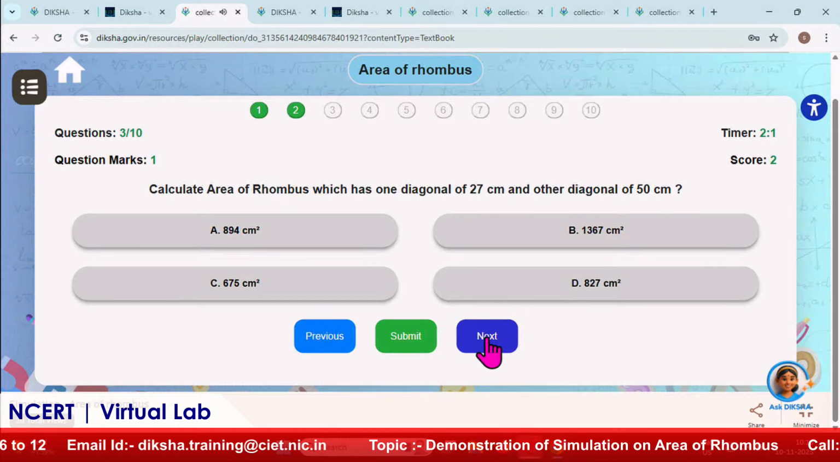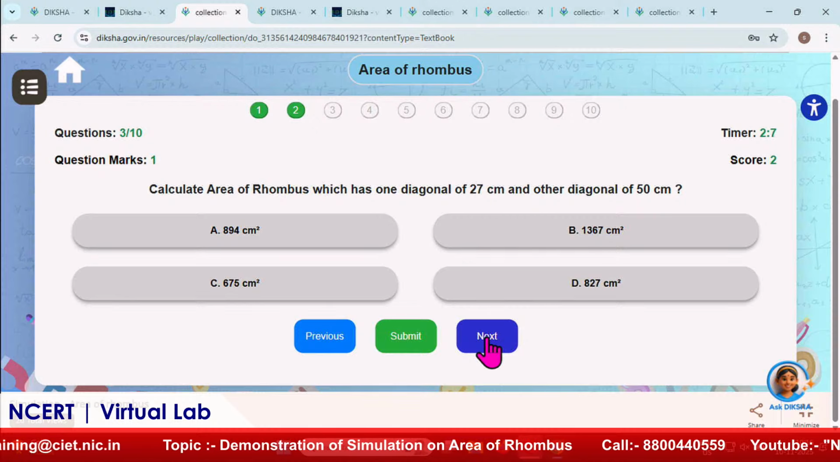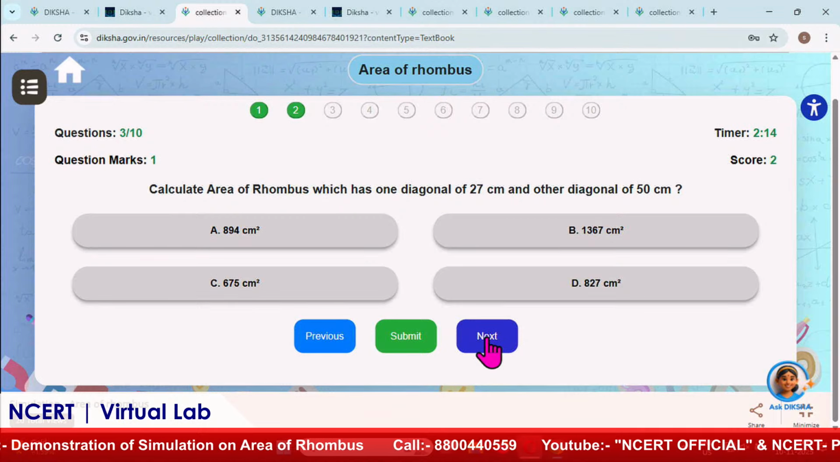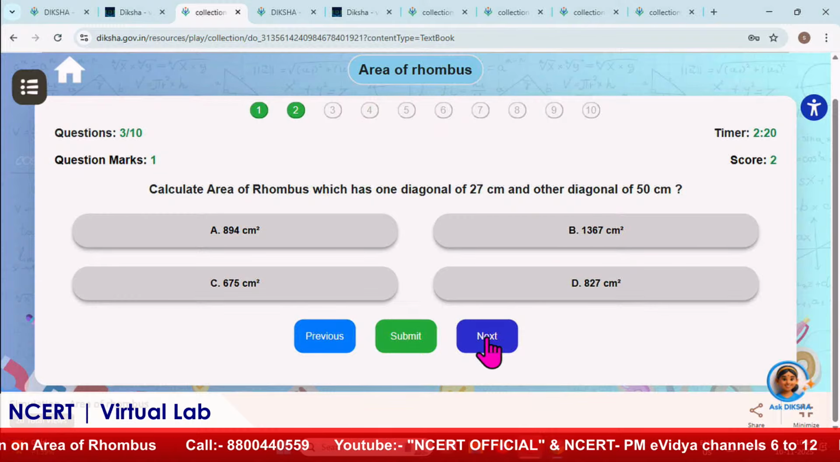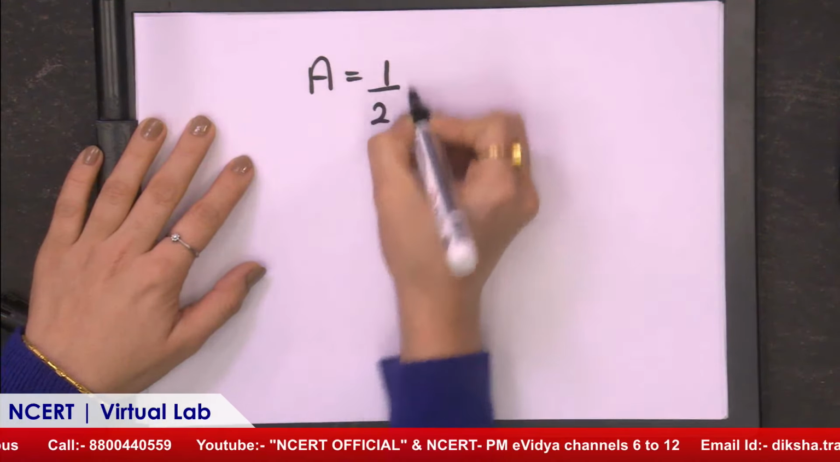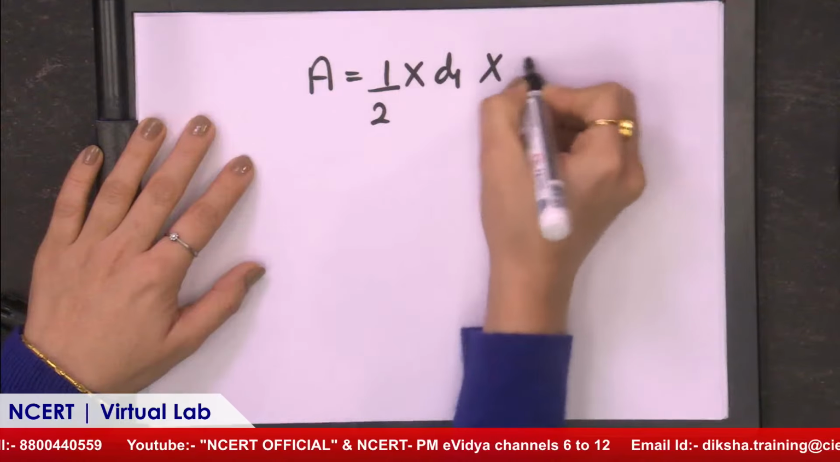Again calculate the area of a rhombus which has one diagonal and the other diagonal. That means both of the diagonals are given. So what you have to do is simply write the formula of the rhombus again and put these diagonal values in the formula and find the area of the rhombus. So again write the area is 1 by 2 into first diagonal into second diagonal.